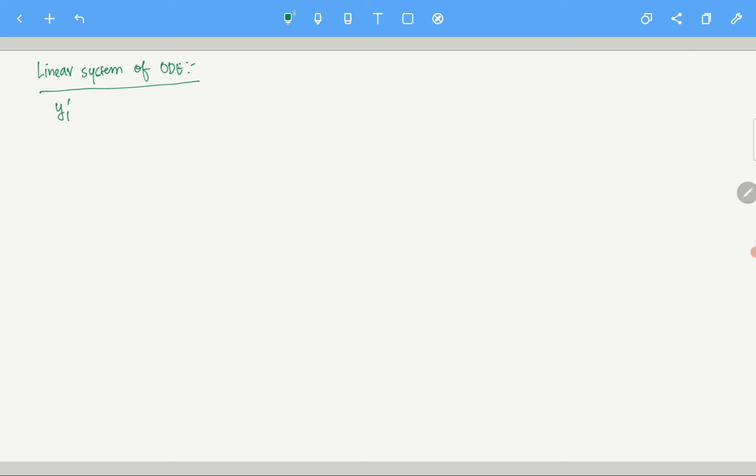y1 prime of x, so let me just write down the most simplified version, that will be much easier to follow. It is a11 of y1 plus a12 of y2. The aij's may or may not be functions. Clear? Okay, so y2 prime of x is given by a21 of y1 plus a22 of y2.